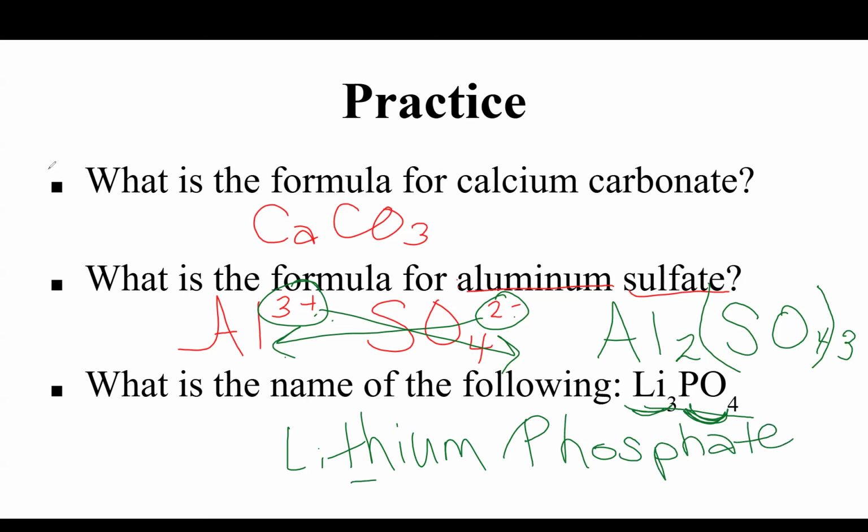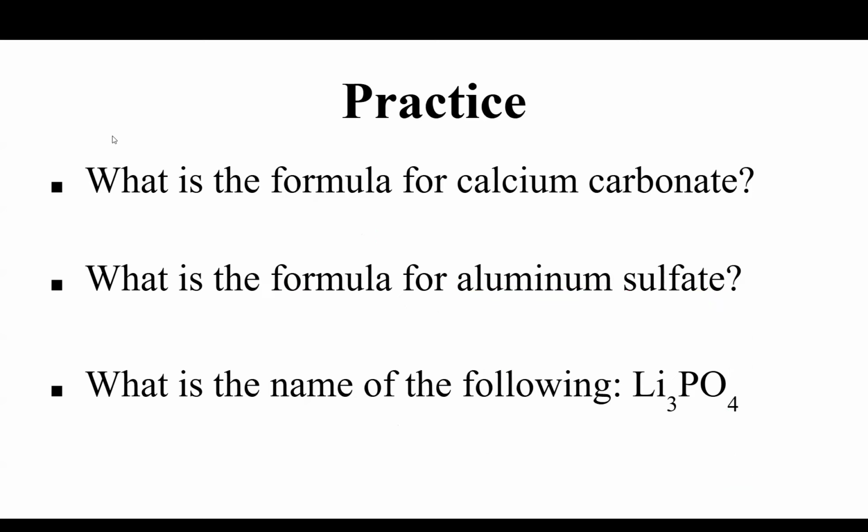So the answer is lithium phosphate. We do not change the ending of polyatomic ions. They always stay the same. If you changed the ending of phosphate to -ide, you'd have phosphide, which would mean just the ionic version of phosphorus, which is way different than phosphate. So keep the polyatomic names the same regardless.